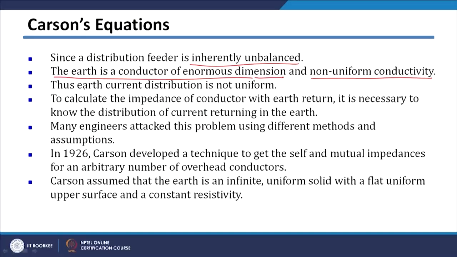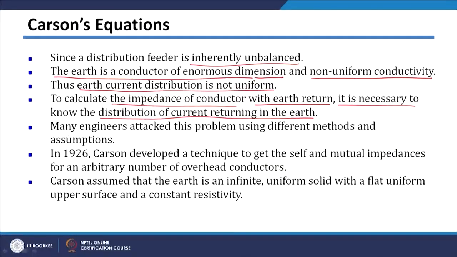The earth current distribution is not uniform. So, when the currents are flowing to the earth surface, they will be non-uniform. Therefore, it becomes very difficult to calculate the impedance of the conductor with earth return, because for that we need to know the distribution of current returning to the earth, which is not available because the earth has very non-uniform resistivity, and because of that earth currents will not get uniformly distributed. So, getting the impedance with earth returns is quite a difficult thing.